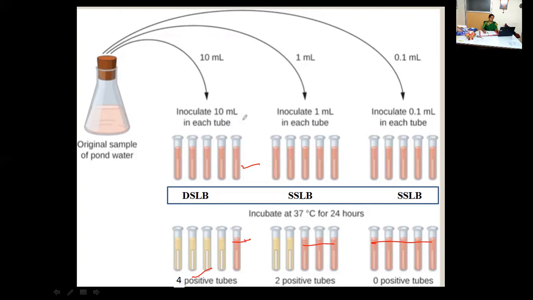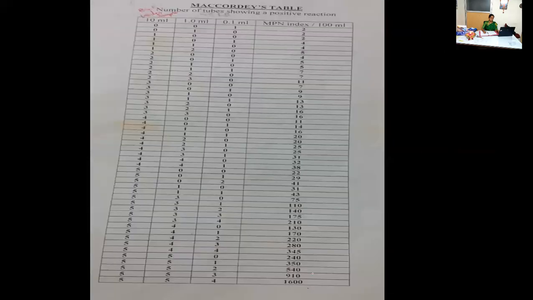In the first, second, third and fourth test tubes, we can see the changes in their color. So 4 positive tubes. Whereas in these 5 test tubes, we have got 2 positive tubes, and here 0 positive tubes. Whatever statistical number I got here will be read through McCrady's table. This is the McCrady's table.